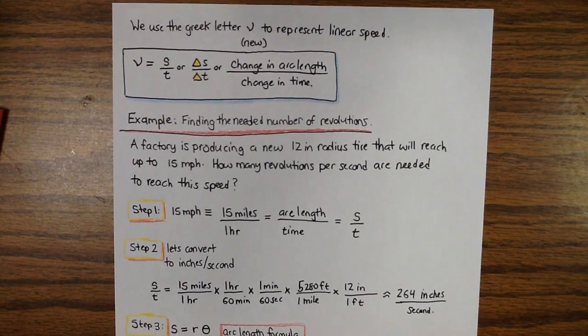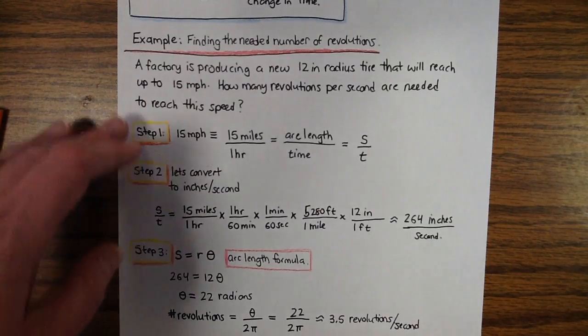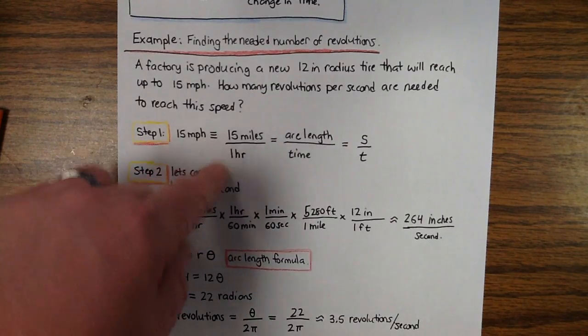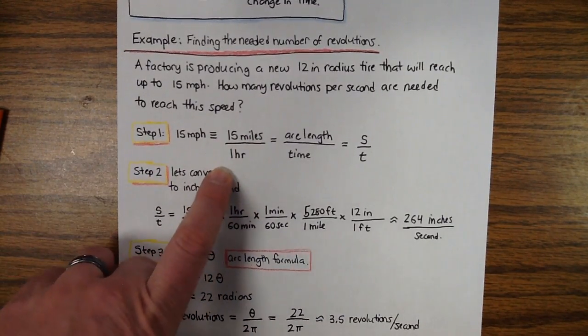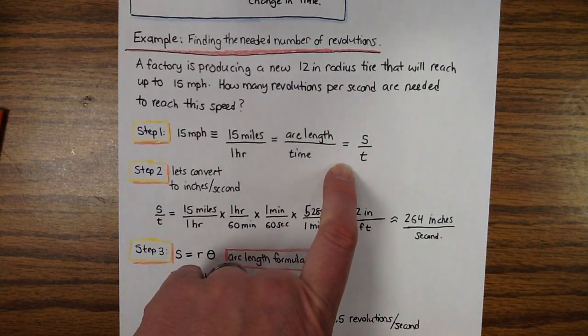So, okay, let's look at another example. And in this example, we want to be able to find the needed number of revolutions to make the problem work. A factory is producing a new 12-inch radius tire that will reach up to 15 miles per hour. How many revolutions per second are needed to reach this speed? So let's break the problem up into steps. First, 15 miles per hour can be written as a ratio of 15 miles over 1 hour. And that right there is arc length over time, S over t.